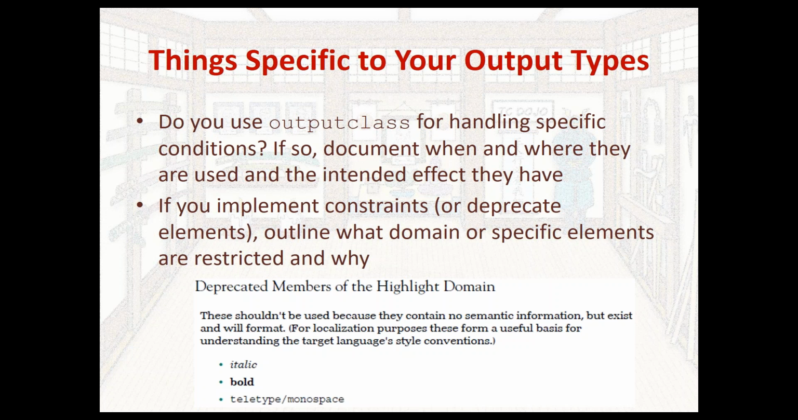You might want to document when and where output class is used and the intended effect it has. And again, if you implement constraints or deprecate particular elements, outline what the domain or specific elements are and why you've done that. There's an example there about not wanting to use italic, bold, or teletype because they don't actually convey any information from a semantic standpoint.